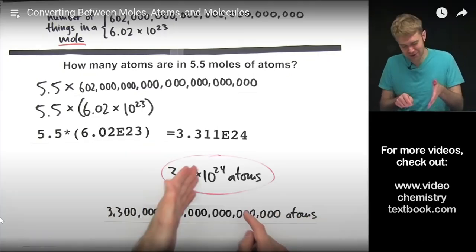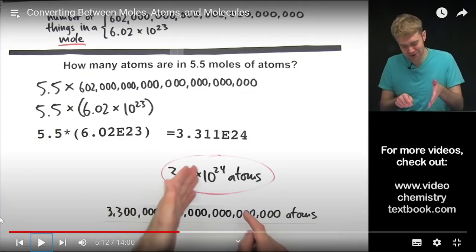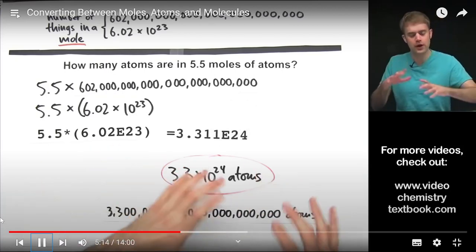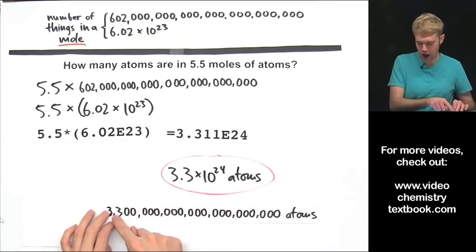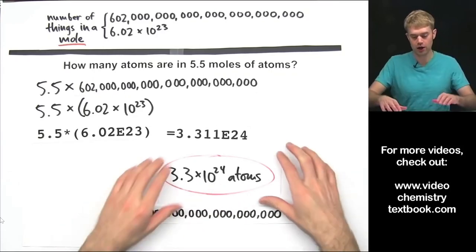Okay, so 3.3. So 3 heptillion, 300 hexillion atoms. So those are the blanks at the bottom of the page. 3 heptillion, 300 hexillion atoms. Crazy. 3 times 10 to the 24th. It's not some weird Martian number. Keep in mind that it is just a shorthand version of this very long number here.